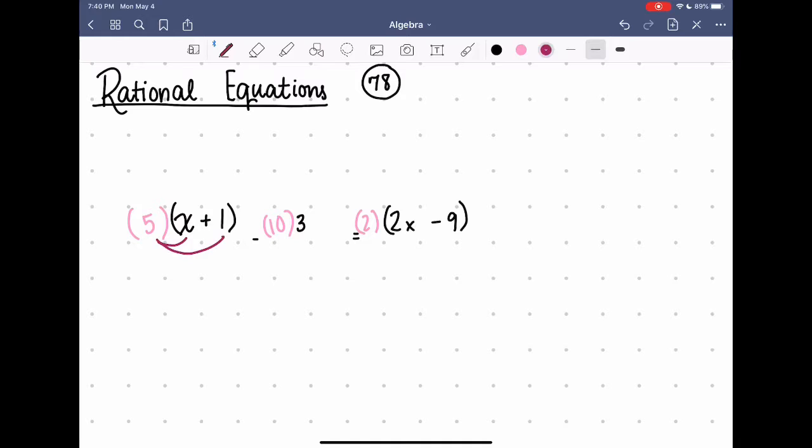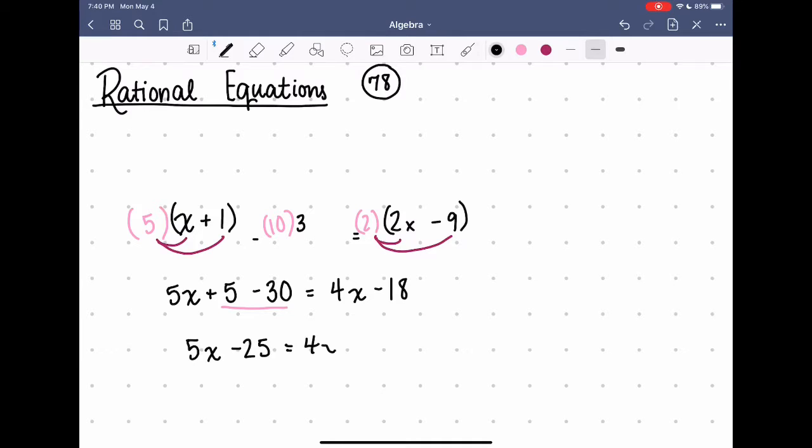So here I have a 5 times x, which is 5x, and a 5 times 1, which is plus 5. Over here I have negative 10 times 3, which is negative 30, equals, another distributive property here, 2 times 2x is 4x, and 2 times negative 9 is negative 18. Now I'm just going to combine those like terms, going left to right. 5 minus 30 would be negative 25. And I can't lose that 5x over here. So I have 5x minus 25 equals 4x minus 18.